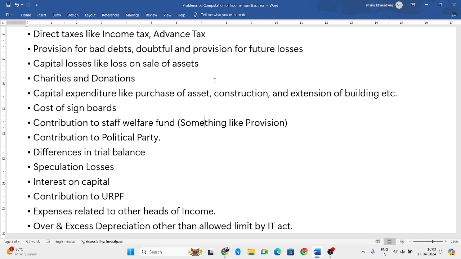Contribution to political party. If you are supporting any political party and making certain contributions to them, that is also an inadmissible expense.